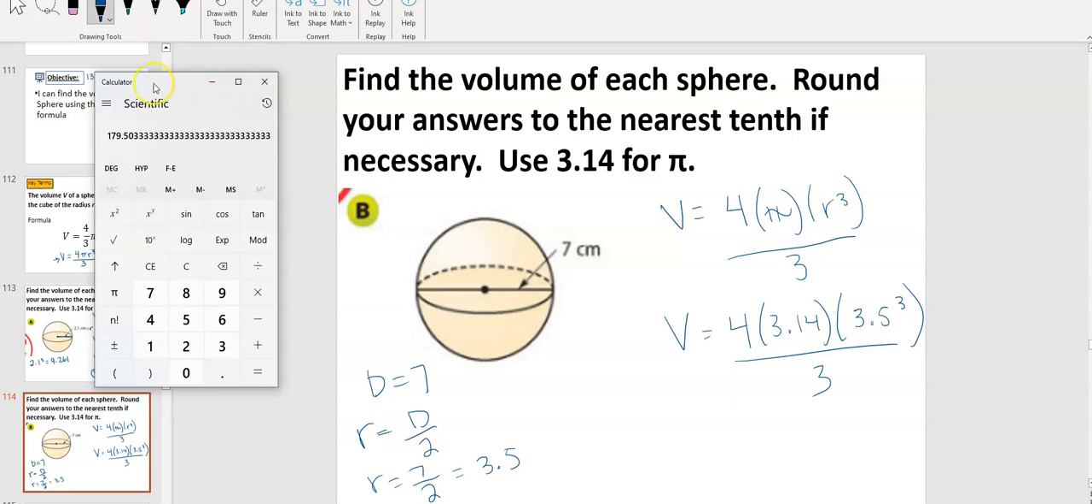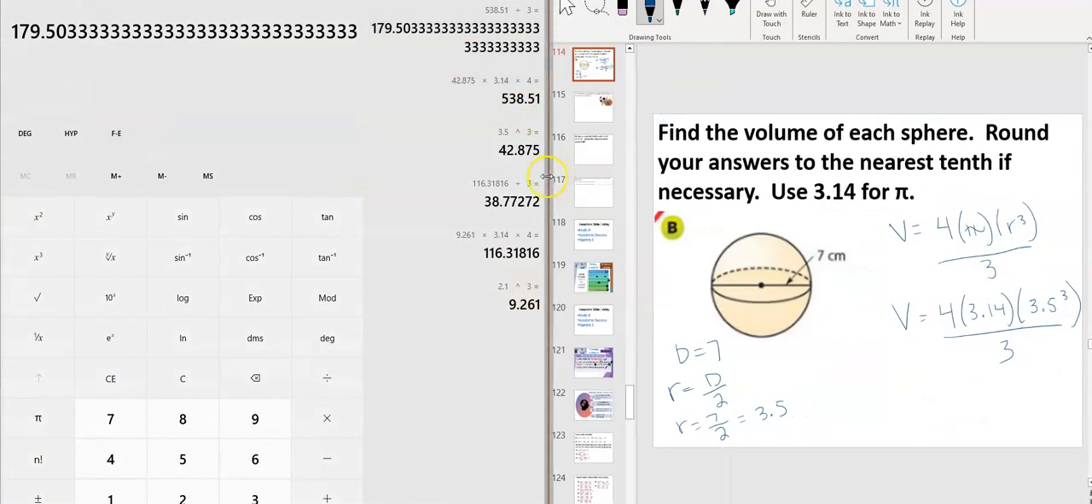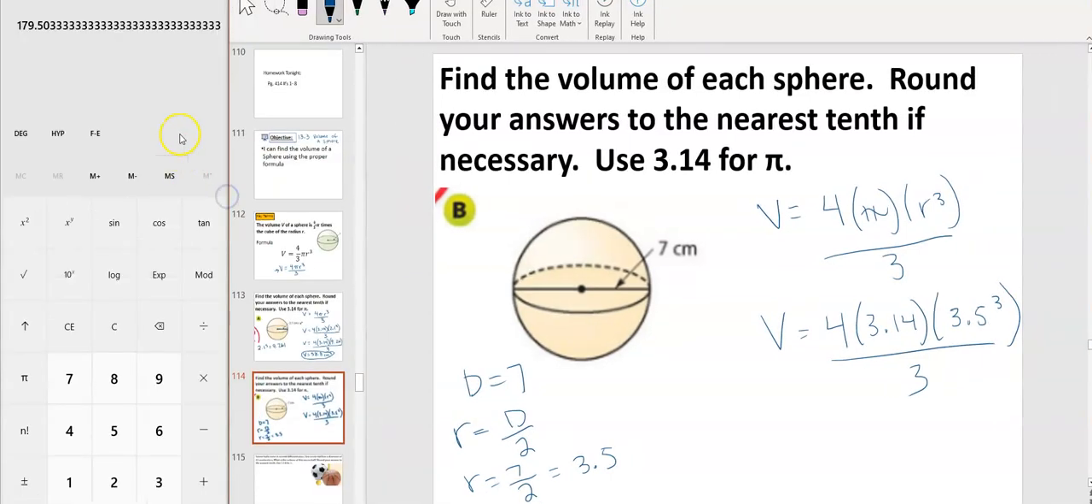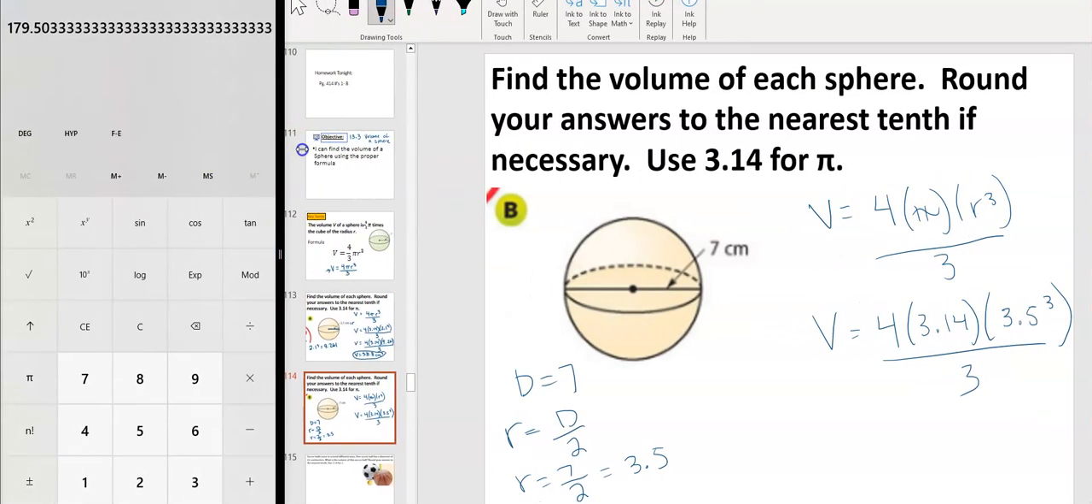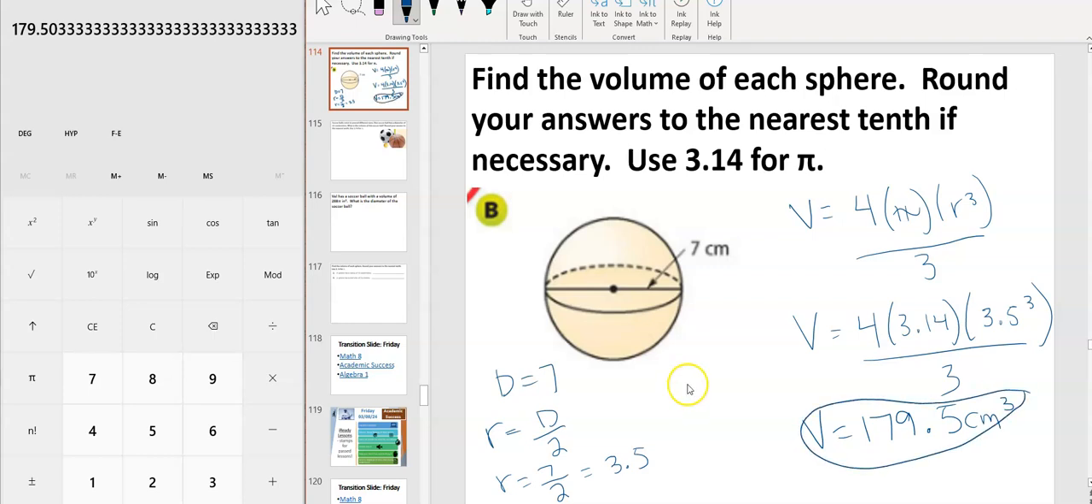So because it's hard to see here, hold on. Let me pull this up a little bit better. Okay, a little bit better. So because I'm rounding to the tenths here, I'm going to look one to the right. It's a 0, so I'm going to keep it 1. My volume is 179.5 centimeters cubed. And that is going to be my answer for this next problem.